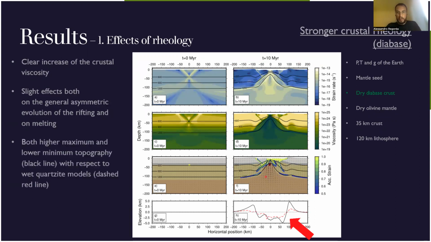Differently, the topography is different, and in this case, the black line is the topography for this model in comparison with the previous model with the dashed red line. You can see that there are both higher maximums and lower minimums. So the crustal rheology has an impact on the topography.